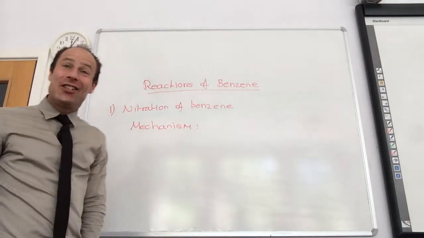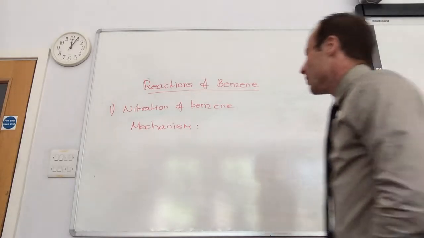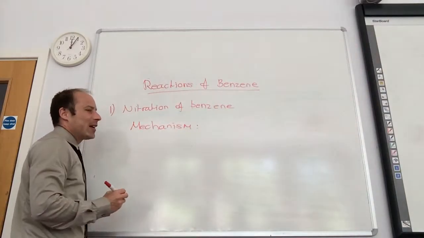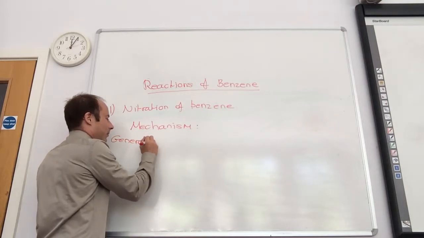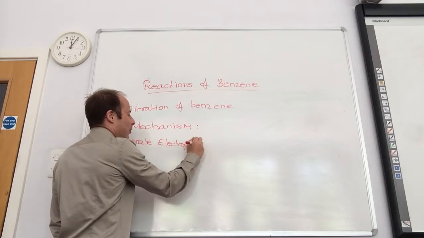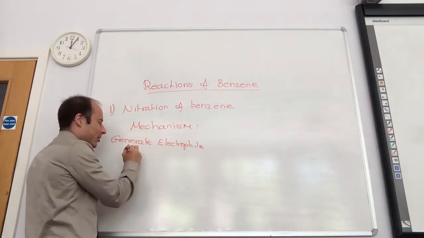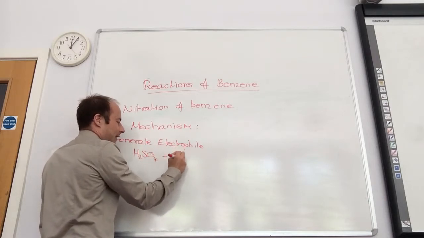The first thing I have to do is make my electrophile. So the first step is to generate the electrophile. This doesn't involve benzene at all. It involves my sulfuric acid and my nitric acid.